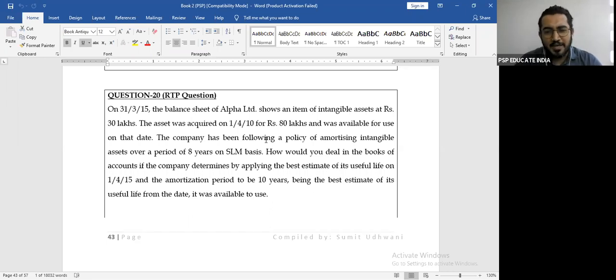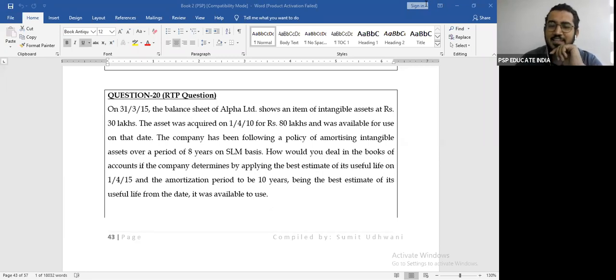Can someone tell me how many years have gone by? 5 years. Okay, and how much have we amortized? 5 years have gone by, but how much have we amortized? 50 lakhs. Okay, excellent. Which means, can I say we are amortizing 10 lakhs per annum? Yes or no? Yes. Okay. If we are amortizing 10 lakhs per annum, 5 years 50 lakhs.